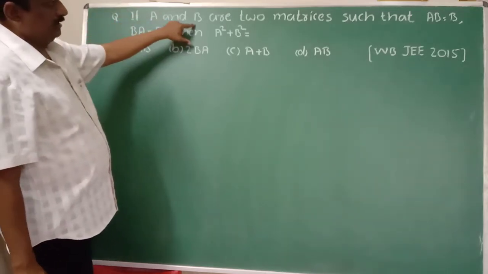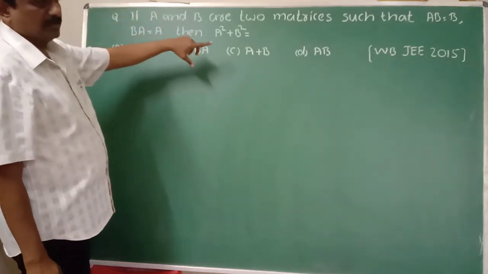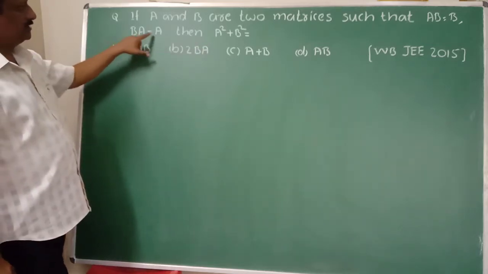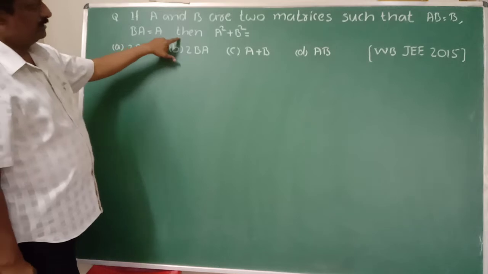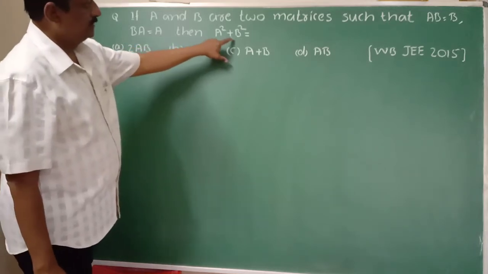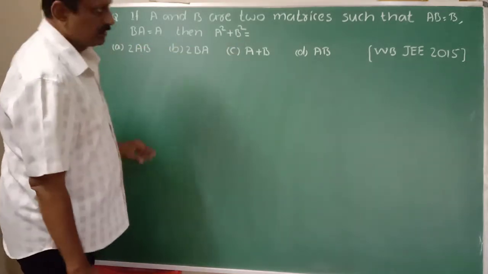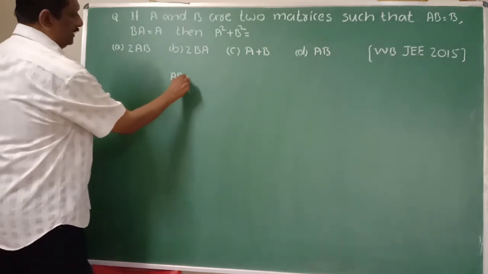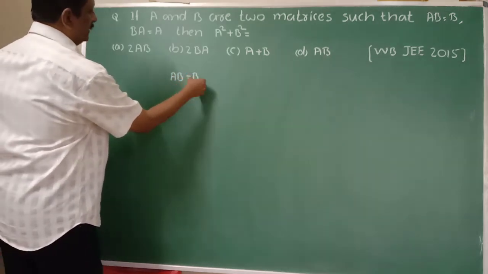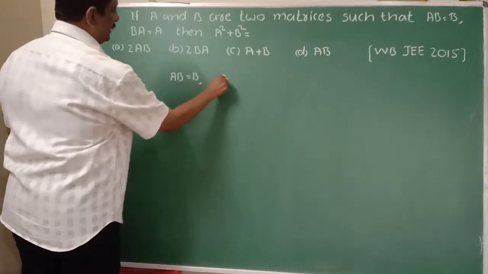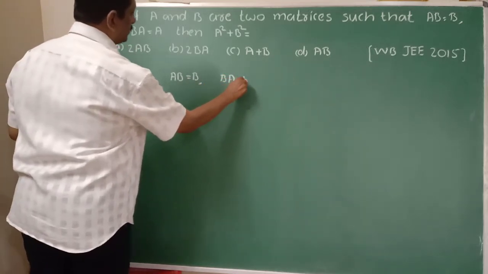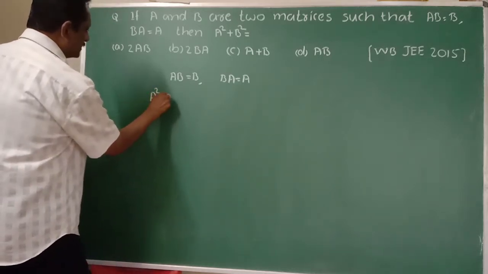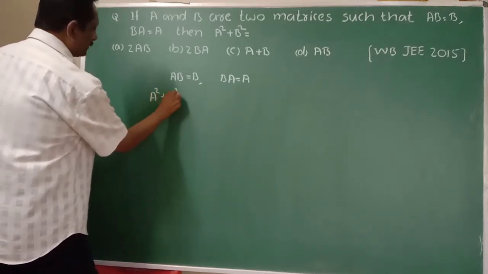A and B are two matrices such that AB is equal to B and BA is equal to A, then A square plus B square is equal to what here? Okay. Here they given A into B is equal to B and B into A is equal to A. Okay. Here we want A square plus B square is equal to what here?